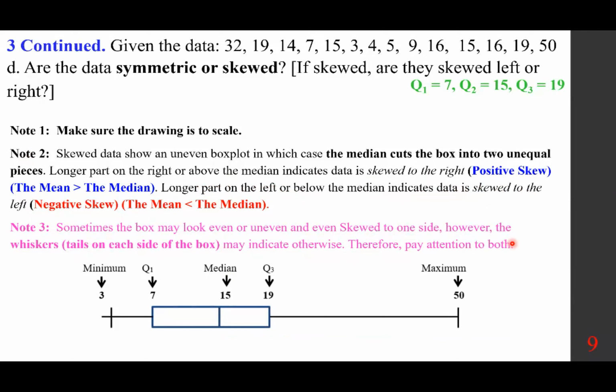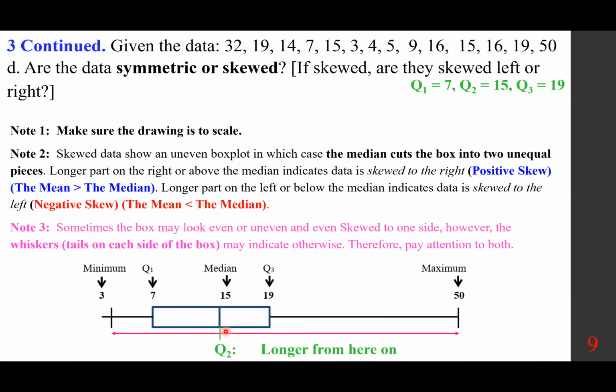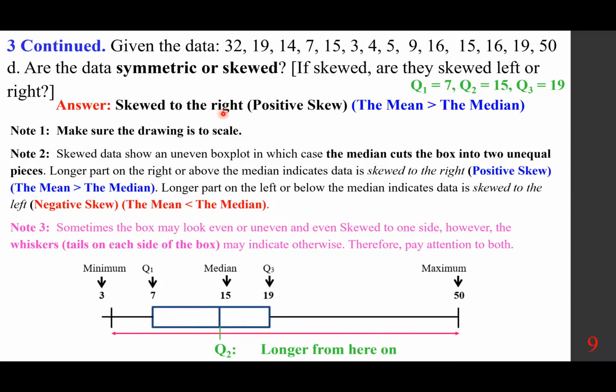So the fastest and easiest way is to draw a line and look at the Q sub 2. Which one is longer, to the right or to the left? Clearly to the right. So it is skewed to the right. Skewed to the right meaning what? Positive skew, the mean is larger than the median. Again, if this is to scale, it's easy to see the answer. And as far as the skew is concerned, it looks like this, okay? Something like that. All right.